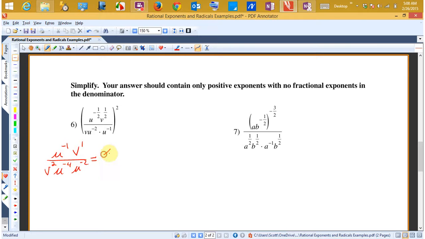So I've got, let's go across, I've got u to the negative 1, v to the first. Then I have v squared, and this u to the negative 4th to the negative 2nd here. Those would add, giving me u to the negative 6.